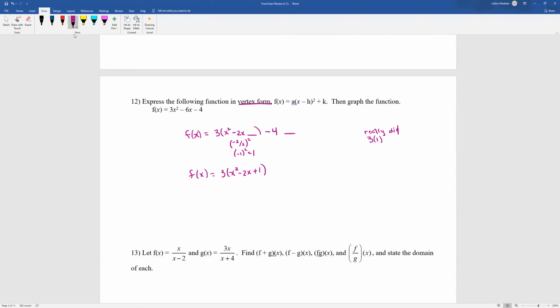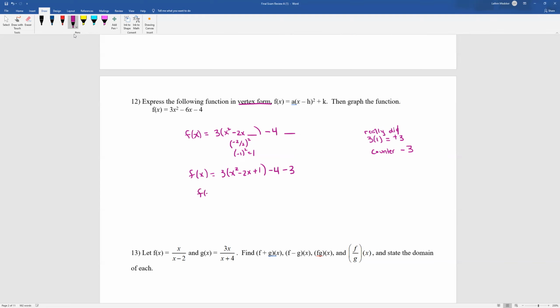Because this 3 out front was pulled out before we added this. So we actually added 3. To counter that, we're going to minus 3 on that outside part. If you were to distribute this back through, then we should be able to cancel those two terms out and go back to our original trinomial up here.